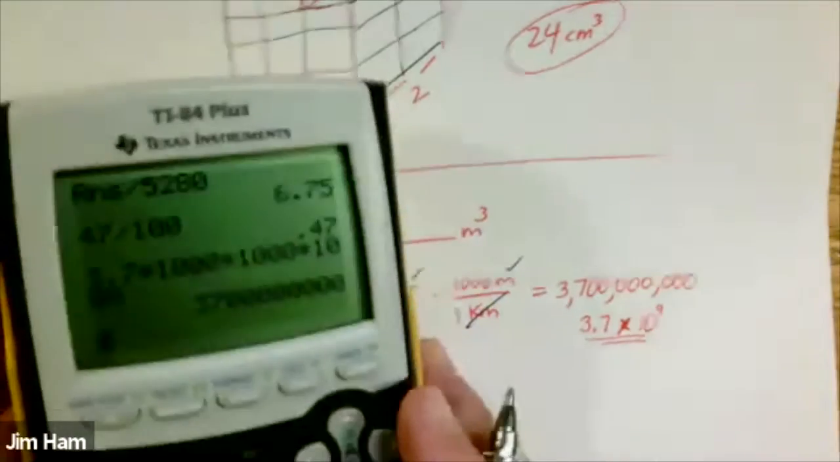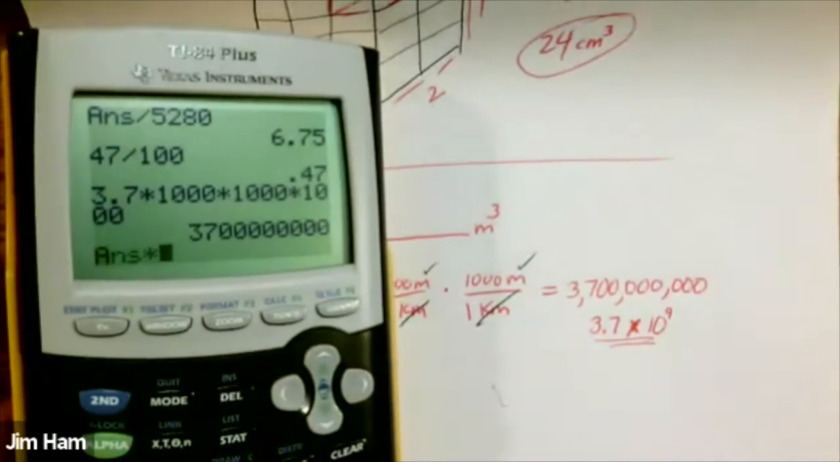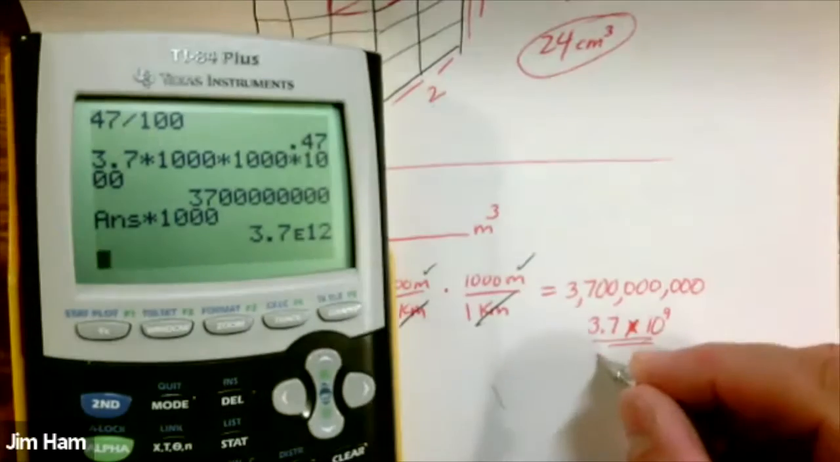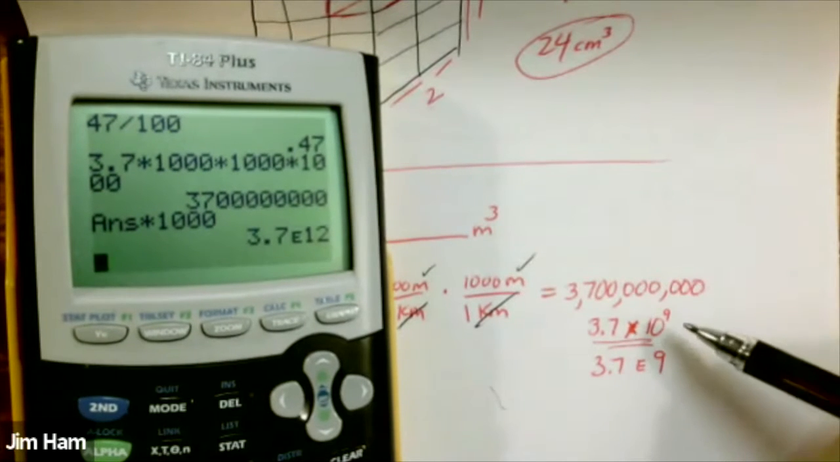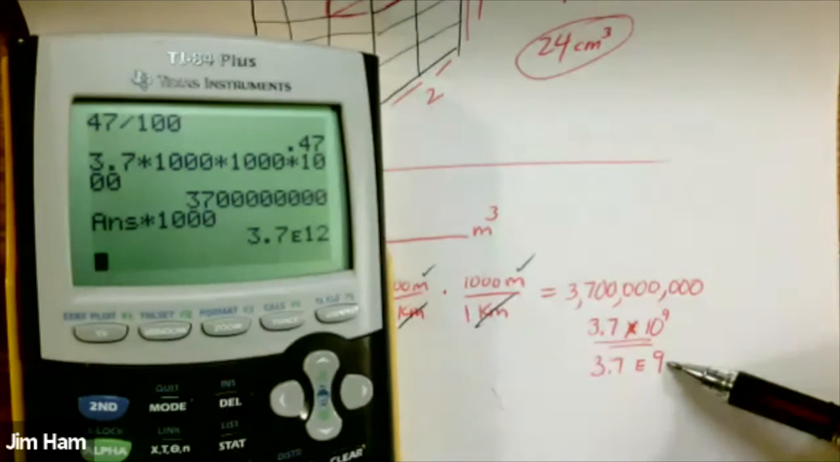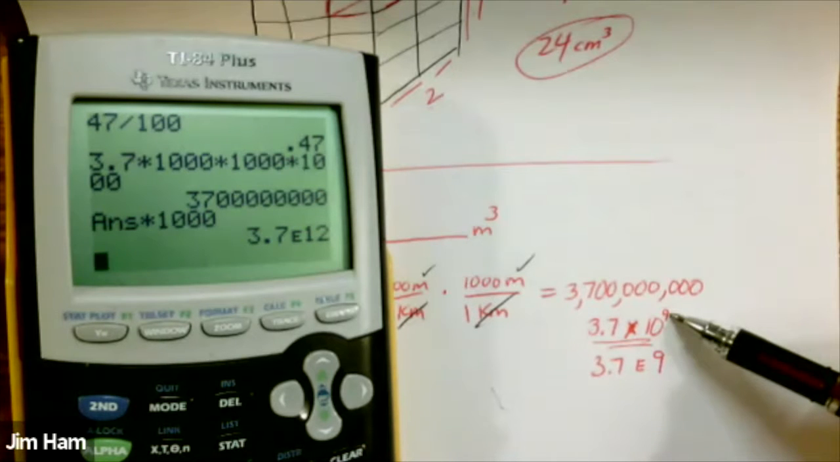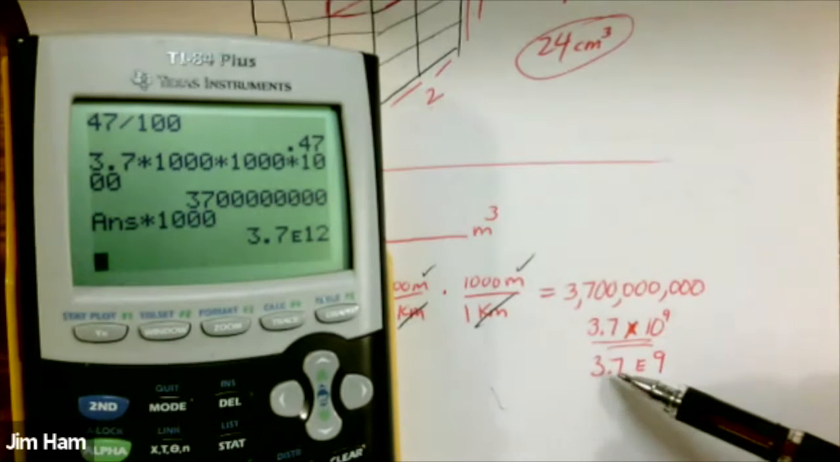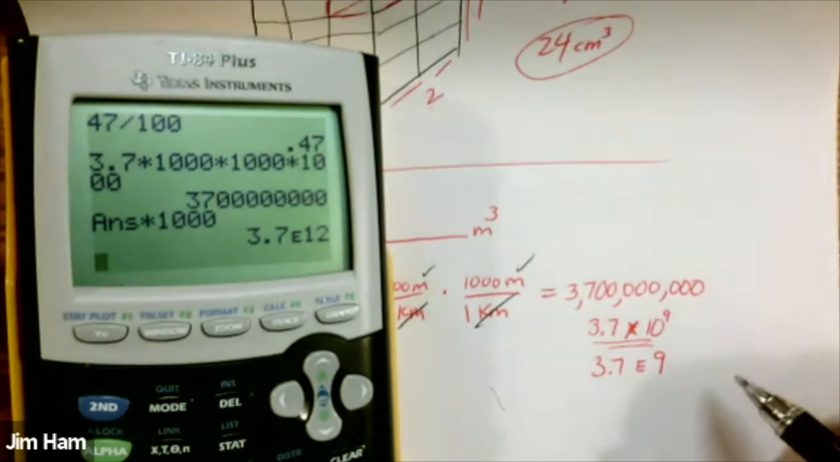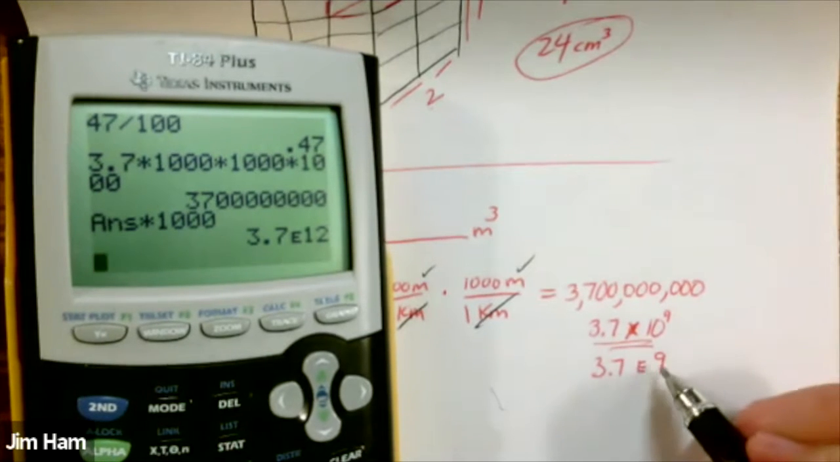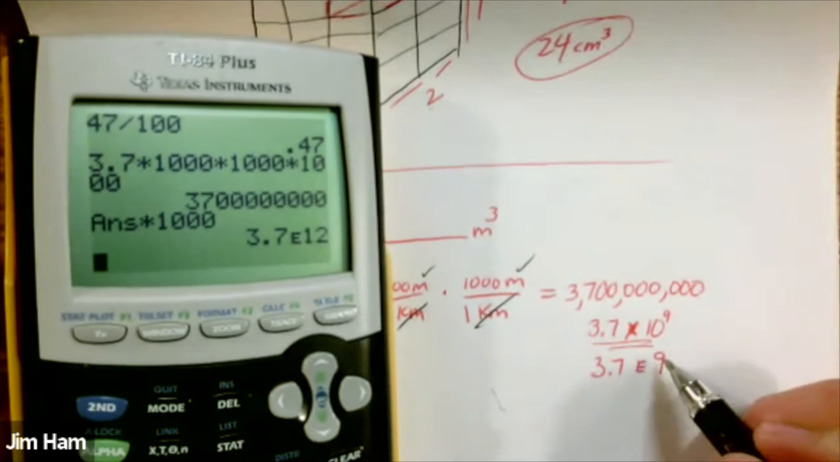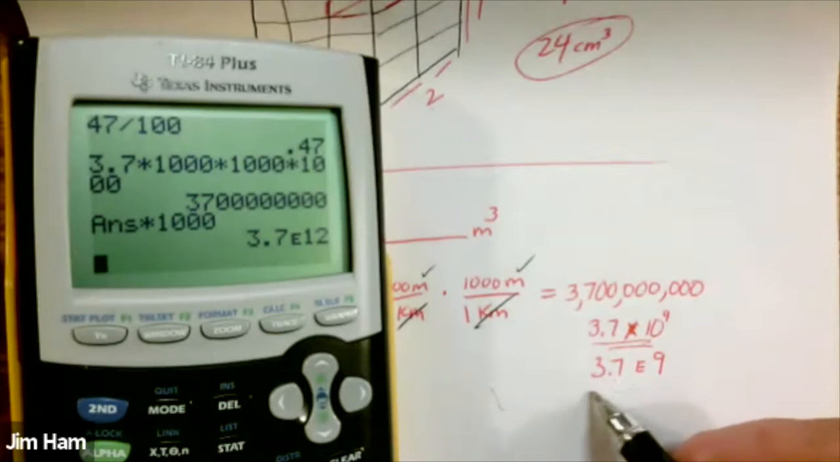So for example, if I multiplied this by another 1,000, let's see what happens. Yeah, so 3.7E9. So if you see an answer like this, it's in scientific notation. If the exponent is positive, like positive 9, you move the decimal point 9 places to the right. And if the exponent is negative, then you're going to move the decimal point to the left.